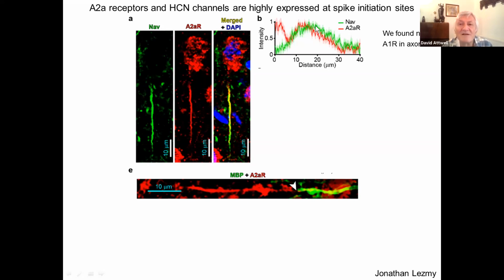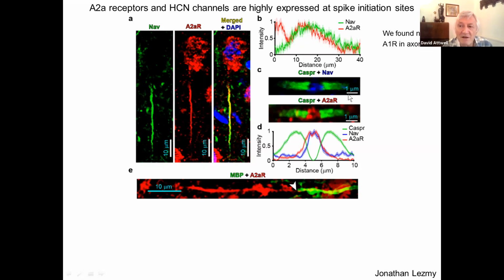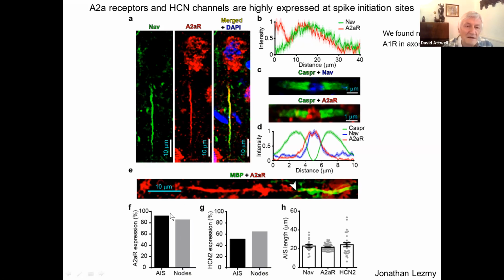And if you plot the density of sodium channels in green and of adenosine receptors in red, you can see there's a good overlap in the axon initial segment. And it's the same at the node of Ranvier. This is the sodium channels bracketed by Caspr labeling at a node of Ranvier. And if you label for adenosine receptors, you see them there at the node as well, and their density matches that of sodium channels. Indeed, about 85 or 90% of AISs and nodes express A2A receptors.